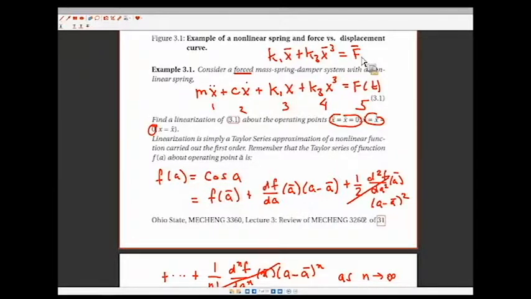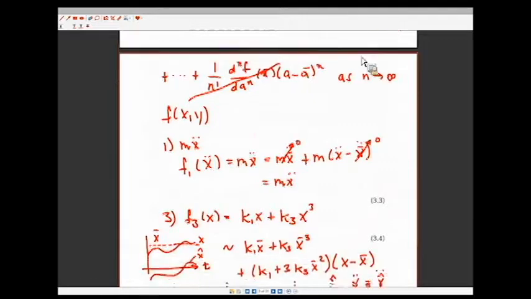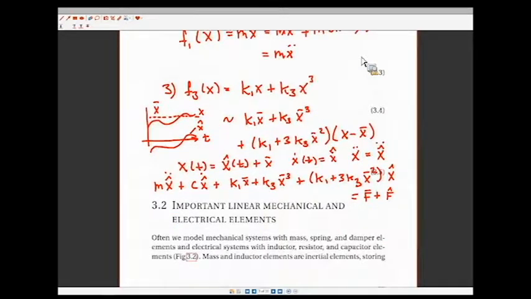Okay, so what this does is allow us to cancel out terms. So we know that k1 x bar plus k3 x bar to the third is equal to f bar. So I can go down to my differential equation that's been linearized. I see on the left-hand side k1 x bar plus k3 x bar to the third, and on the right-hand side, I see f bar, right? So this all cancels, right? So now I have my linearized differential equation.